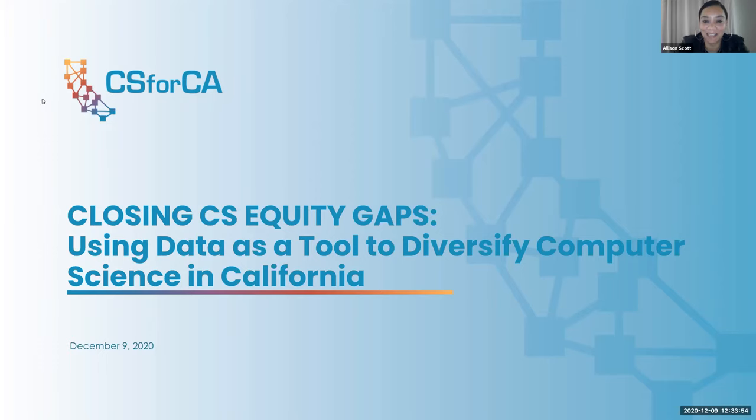We are super excited to spend the next hour talking about data. Okay, I get everyone's not as excited about data as I am. But today I'm excited to be joined by my three colleagues and inspirational partners in CS equity work to talk about the central role that data plays in the ways in which we close equity gaps and think about diversifying computer science in California. My name is Allison Scott. For those that don't know me, I am the CEO of the K4 Foundation and also co-director of CS for California. And I would like to quickly ask my colleagues to introduce themselves.